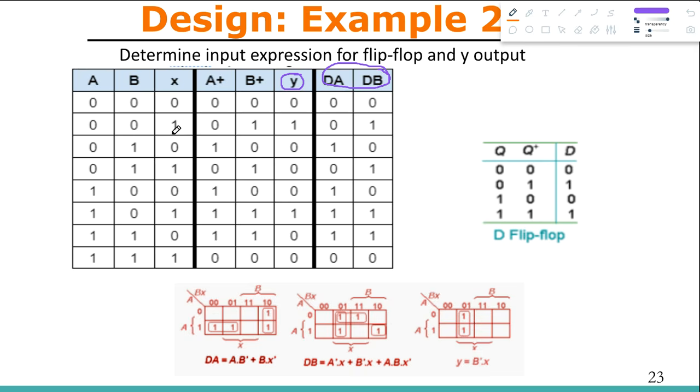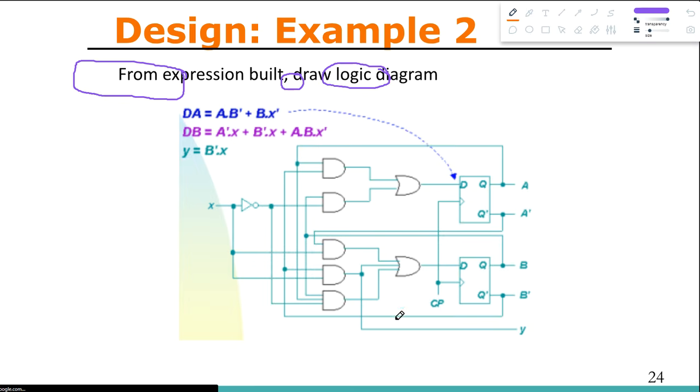So here are the K-maps. The inputs would be present states and the external inputs, so A, B and X. So just build the K-maps, find out the equations, and once you get the equations you can just draw the circuit like the previous problem. Okay, so this is another example of how you can actually build a circuit diagram based upon a state diagram.